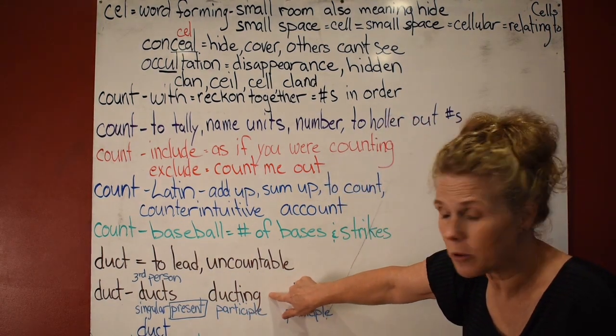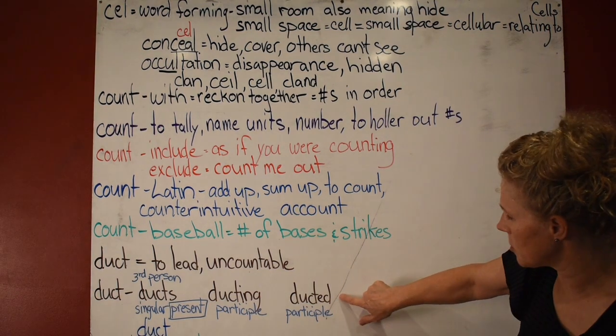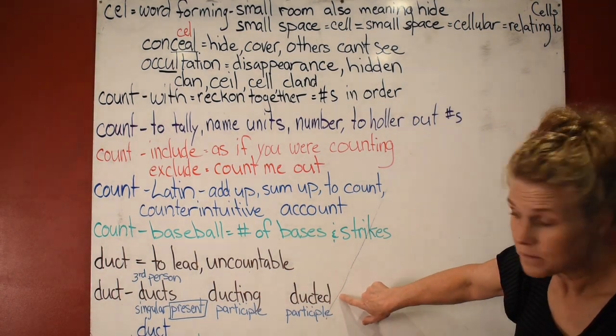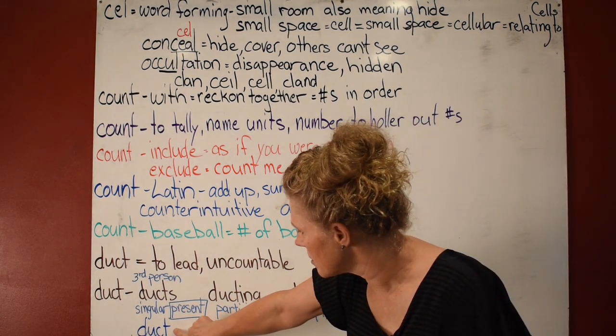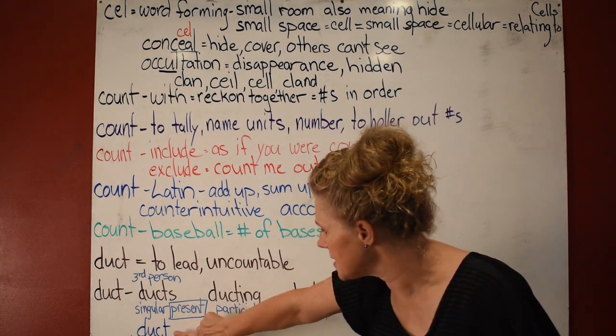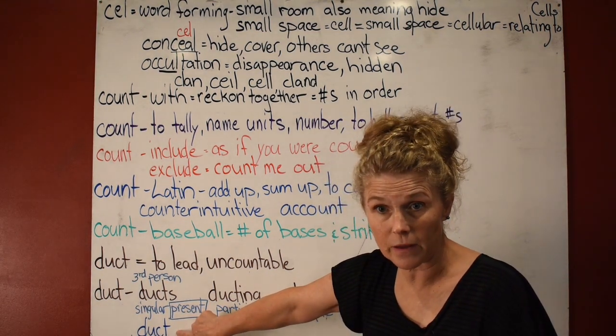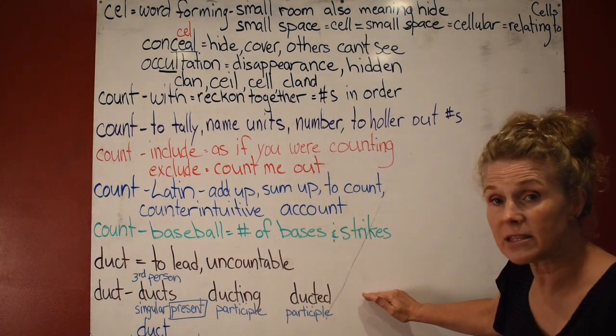This is your participle, ducting. Here's another participle, ducted. So when you see those, you're going to know. Now look at this one, duct. This is your plural present. See, it does not have the plural s on there. These we're talking about if you're using this as a verb.